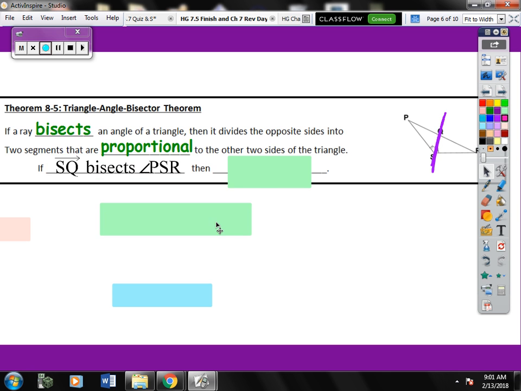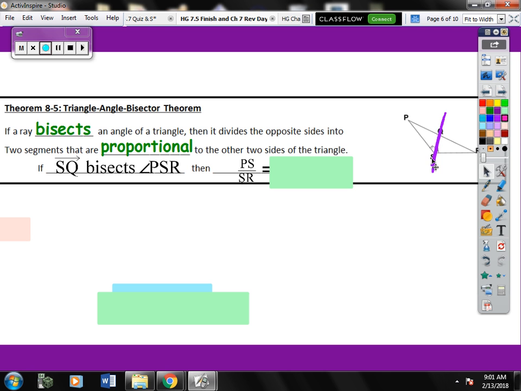Since we know that SQ bisects angle PSR, and there's, again, a lot of ways that you can set this up, I have PS over SR is equal to PQ over QR, or RQ. So again, usually the examples are going to have numbers, like this. So you can do x over 10 equals 15 over 20.